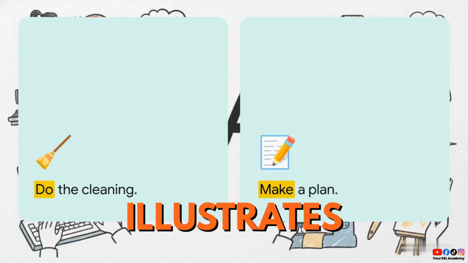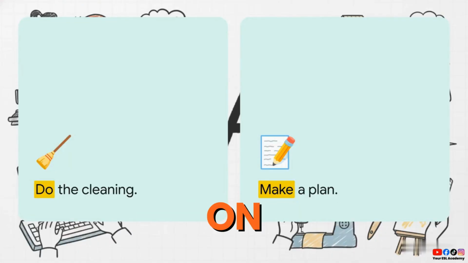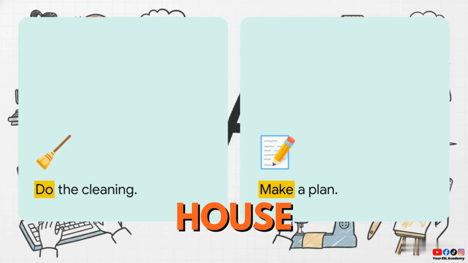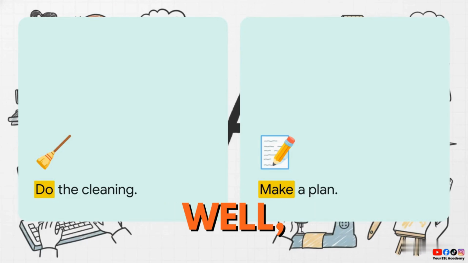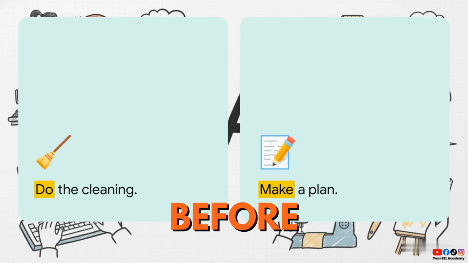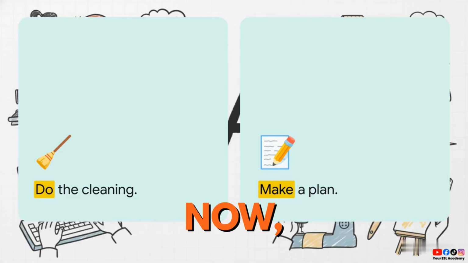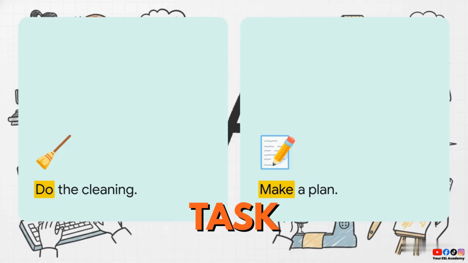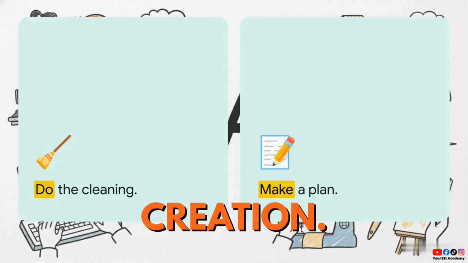And this brilliantly illustrates that exact contrast. On one hand, do the cleaning. You're executing a chore. The house is there, the dirt is already there, you're just performing the task. But on the other hand, make a plan. Before you sat down, there was literally no plan. Now, because of your effort, one exists. It's executing a task versus producing a creation.